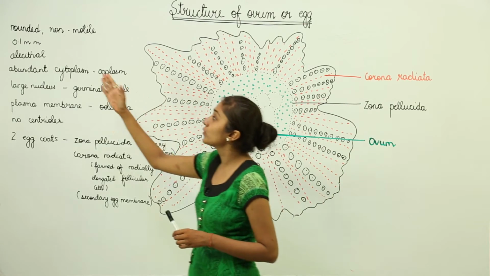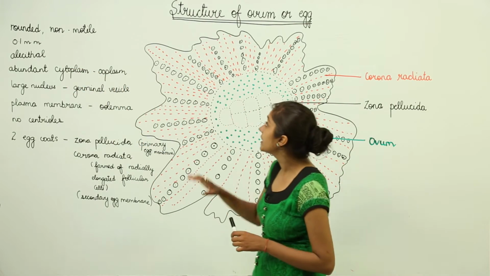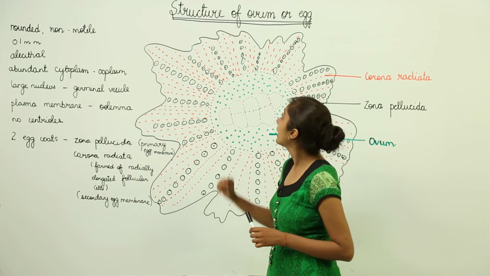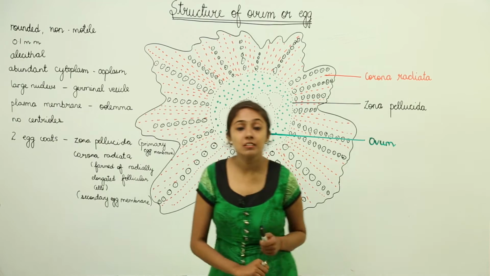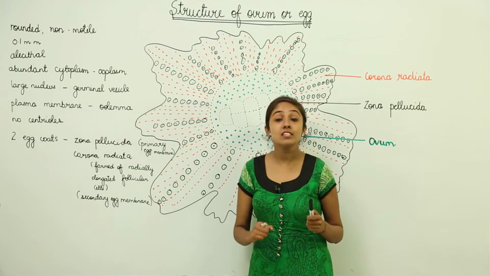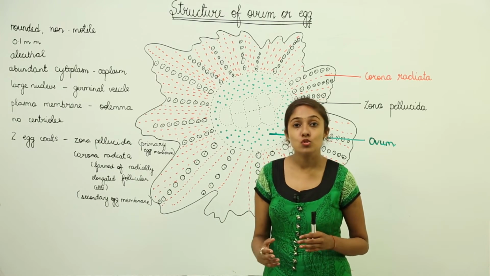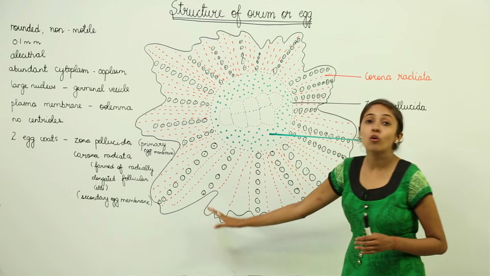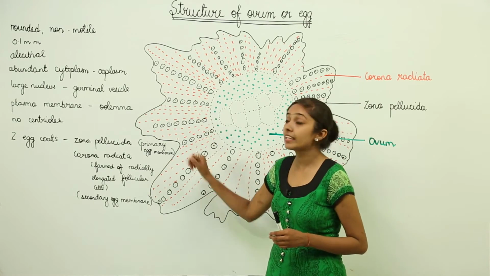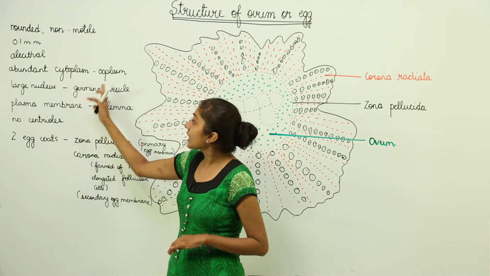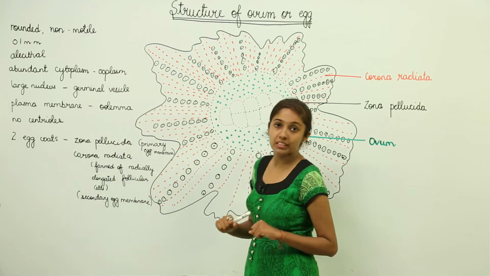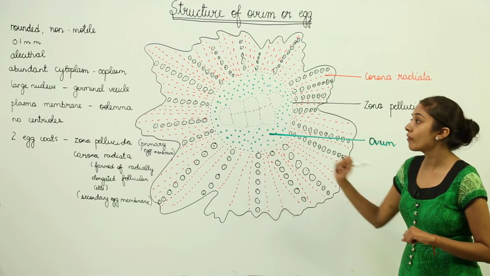It's around 0.1 mm. And this human ovum or egg is alecithal. What does this term alecithal mean? Alecithal means that it is without yolk. So human ovum is without yolk, that is why we say that it is alecithal. And it has abundant cytoplasm, and the cytoplasm is known as ooplasm in the case of human ovum or egg.